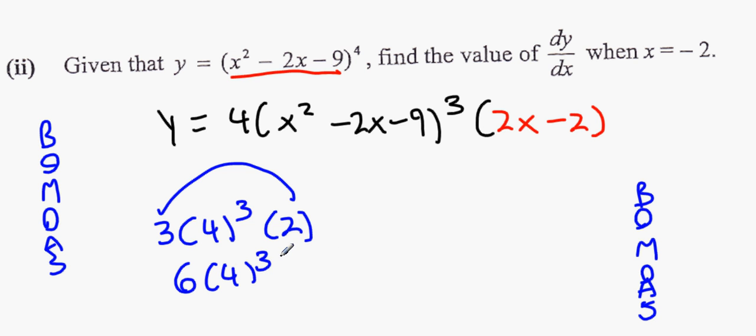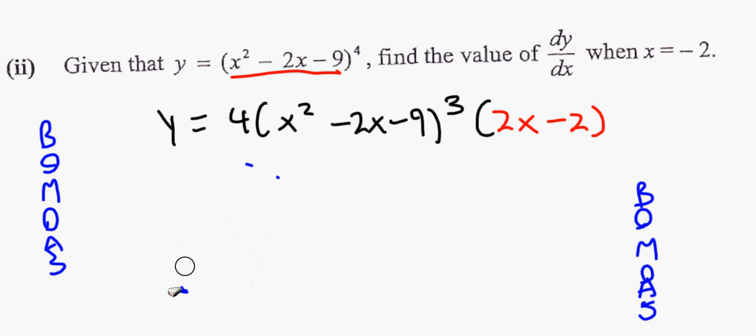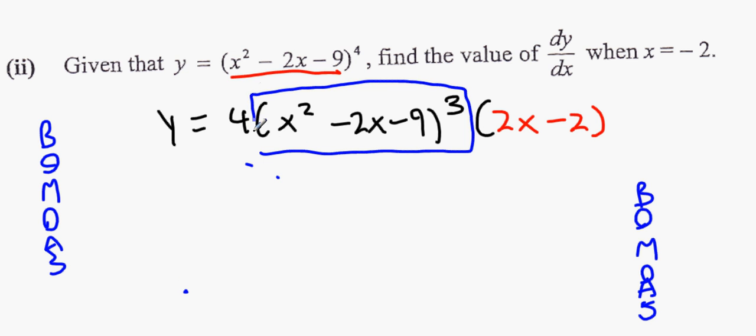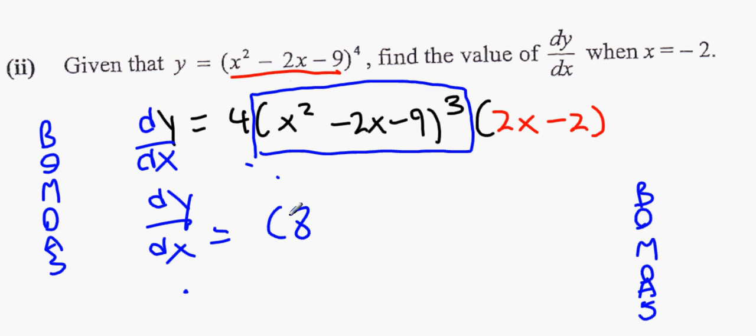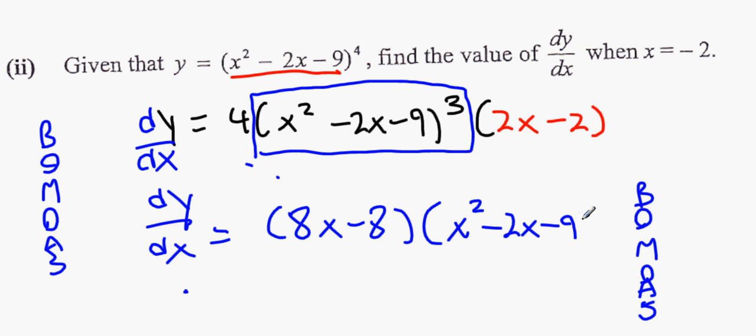So remember, when presenting these questions, you can only multiply the first and the last one. You have to leave the power alone. So this thing is protected, okay? It can't be touched in differentiation. So this is dy dx. dy dx equals, 4 times 2x is 8x, 4 times minus 2 is minus 8. So 8x minus 8 multiplied by x squared minus 2x minus 9, all cubed.